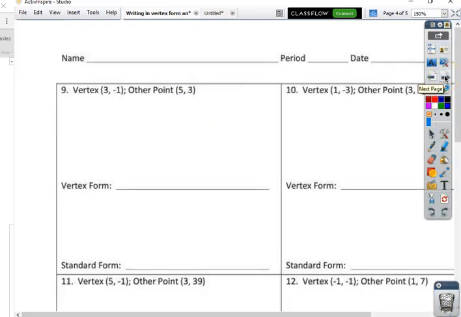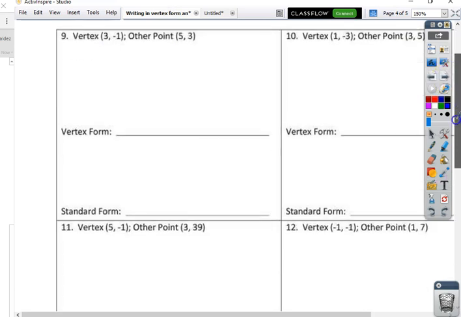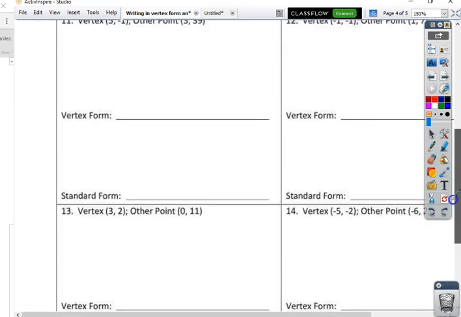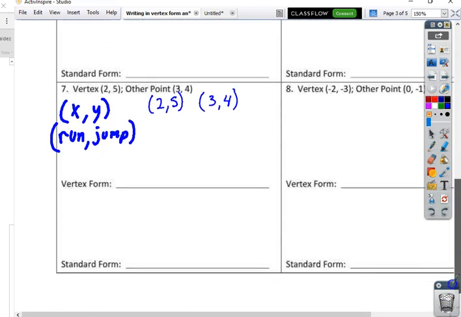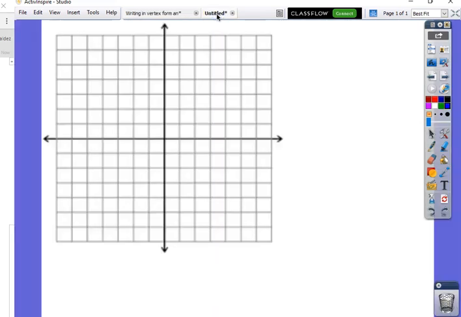So to be able to plot that, whoops, what did I do? All right, no, sorry about that. Number 7, where's the number 7? There it is, okay. Now, to be able to plot 2 and 5, we have to first run, like I mentioned earlier. We have to run 2, so 1, 2, then jump up 5. So 1, 2, 3, 4, 5, because it's positive, so there is our point. And now this is our vertex.